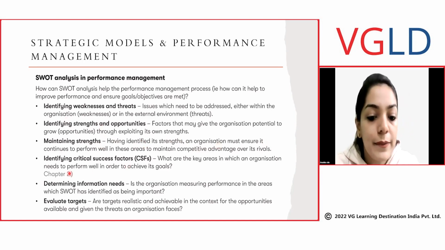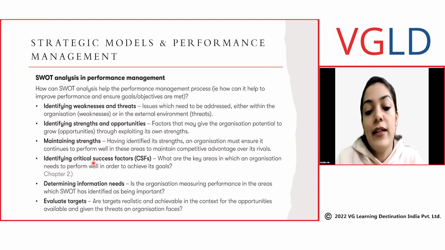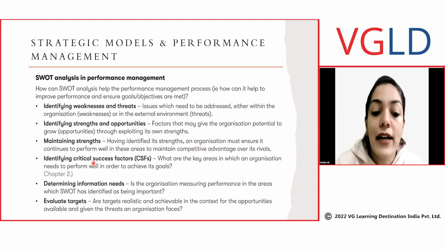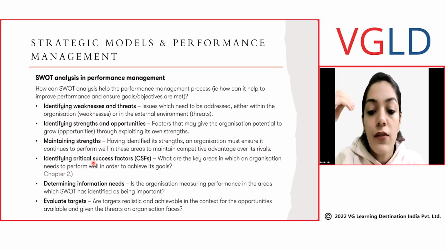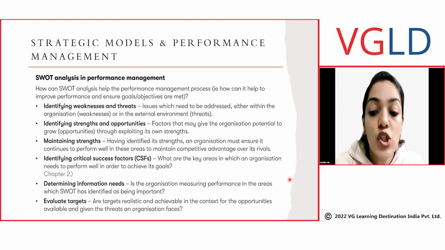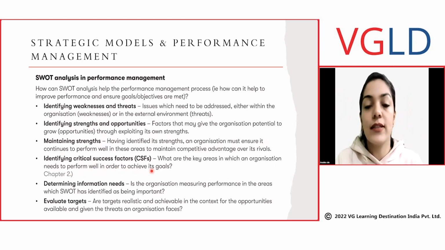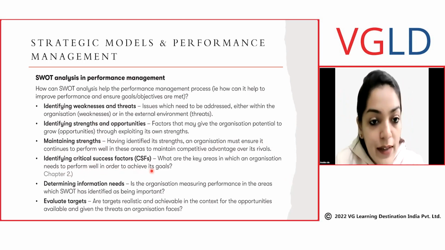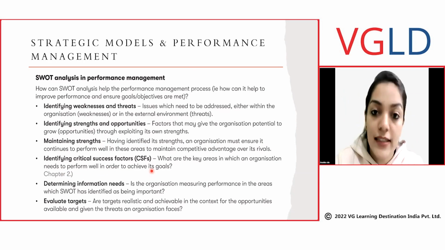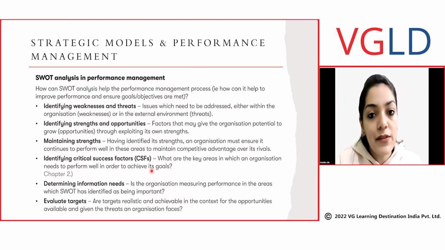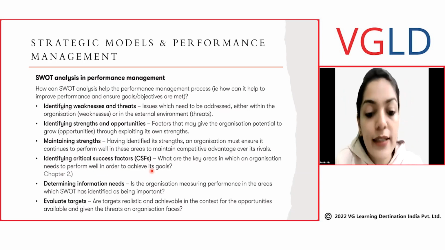Then identifying critical success factors. What does it mean? What are the key areas in which an organization needs to perform well in order to achieve its goals? I'm not sure if you've heard of them. It was a part of the PM paper: critical success factors and key performance indicators. CSFs and KPIs go hand in hand.